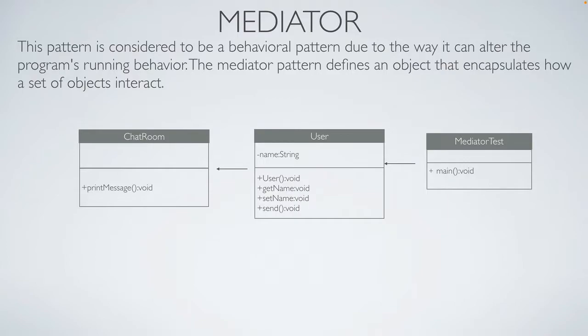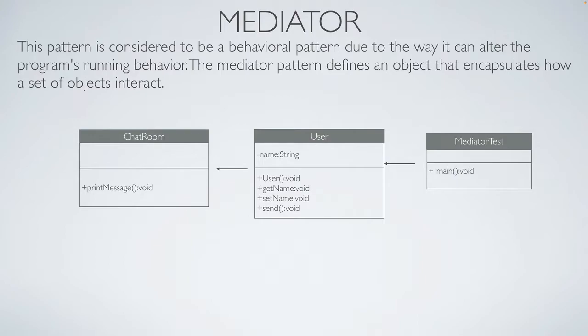Let's talk about the mediator design pattern. This pattern is considered to be a behavioral pattern due to the way it can alter the program's running behavior. The mediator pattern defines an object that encapsulates how a set of objects interact. Communication between objects is encapsulated within a mediator object. Objects no longer communicate directly with each other, but instead communicate through the mediator.